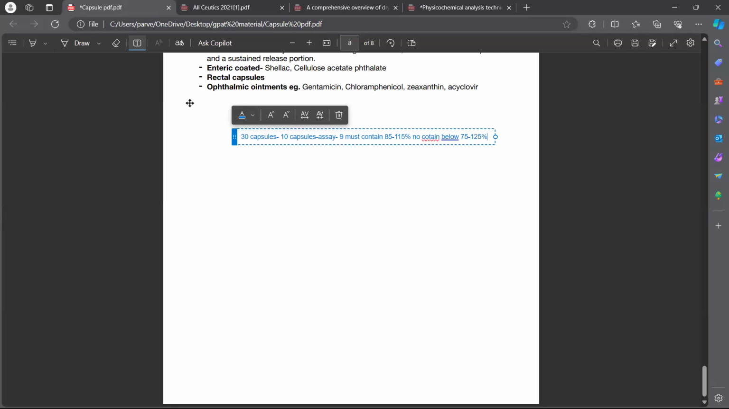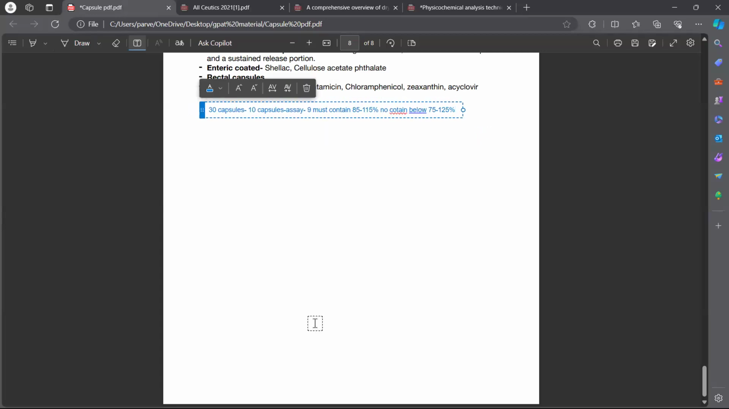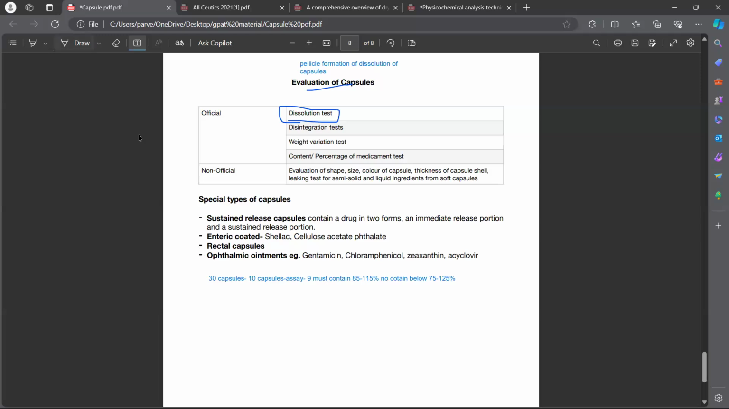For weight uniformity, how many capsules are taken, guys? For the weight uniformity test, which is nothing but the weight variation test, how many capsules are taken? Yeah, 20. So 20 capsules are taken and the weight variation test is performed.